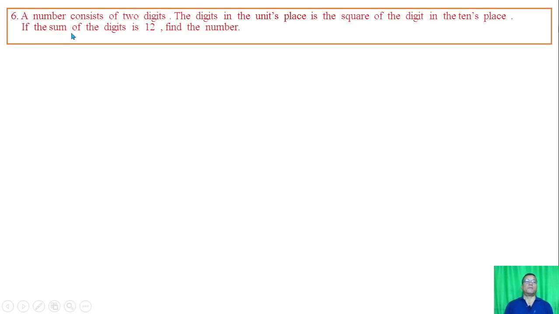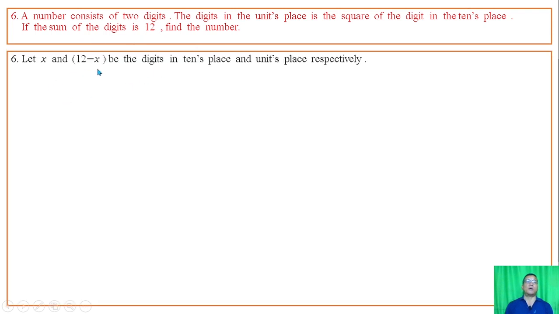Question number 6. A number consists of two digits. The digit in the units place is the square of the digit in the tens place. If the sum of the digits is 12, find the number. Let x and 12 minus x be the digits in the tens place and units place respectively.